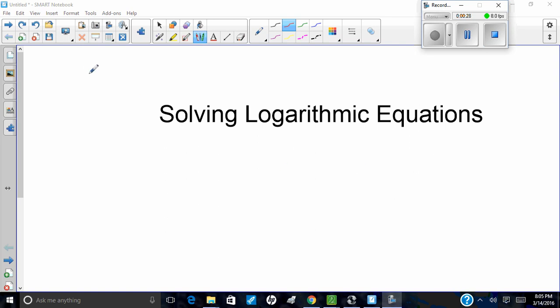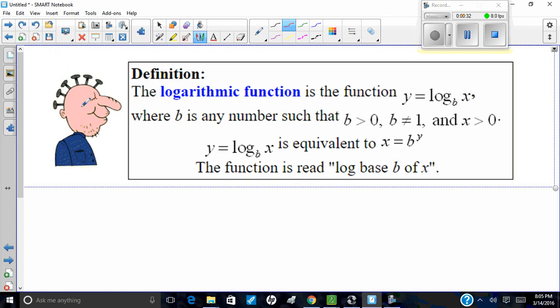So the first thing we have to do in our solving of logarithmic equations is to review the definition of a logarithmic function. The logarithmic function is the function y is equal to log base b of x. Okay, so this is a recall. We've gone over this before. And the piece we want to look at is the domain.